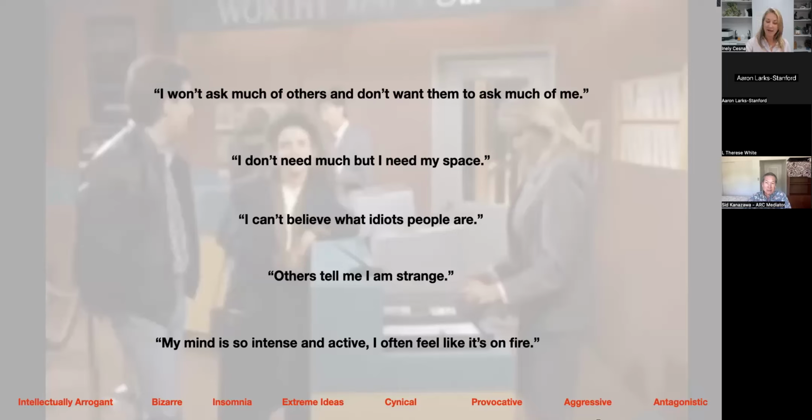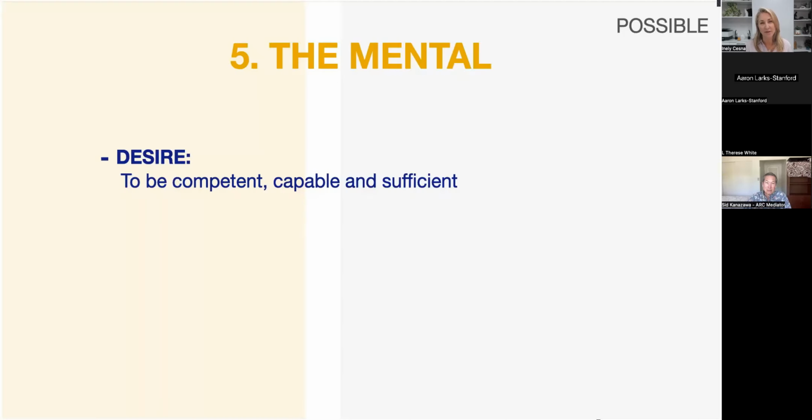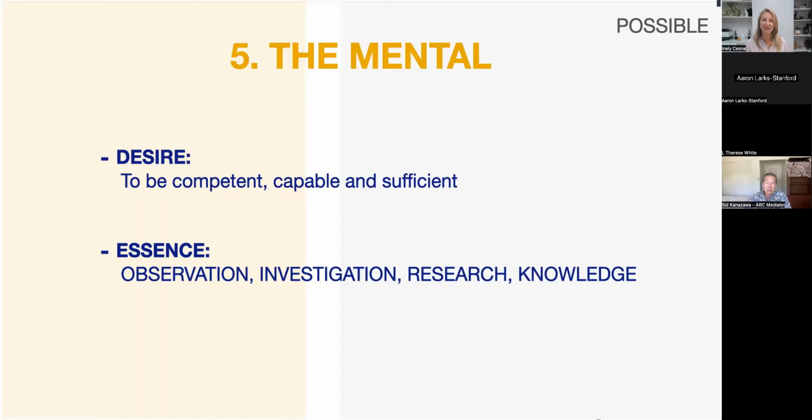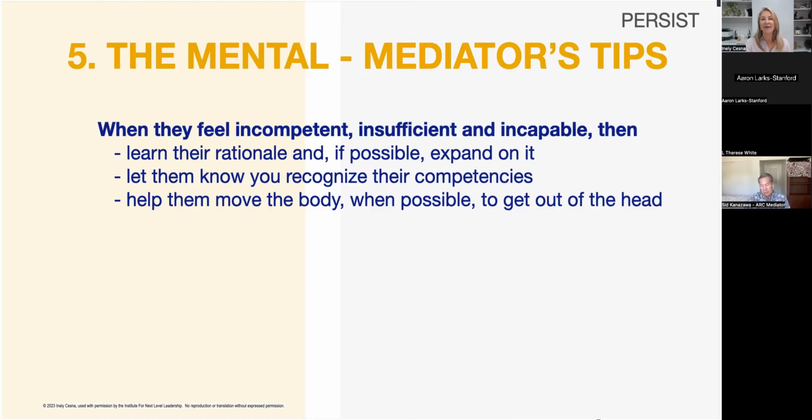But underneath this lies a great desire to be competent, to be capable, and to feel sufficient. The essence that holds this is the essence of observation, illumination, if you will, investigation, research. It's an essence that's trying to put the world together like a puzzle. How does this puzzle fit in? So when we are in this place, or when we are dealing with someone that is in this place, it's important that we know they fear feeling incompetent, insufficient, and incapable. So how can we support them in feeling competent, sufficient, and capable?